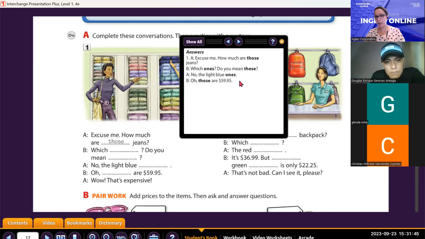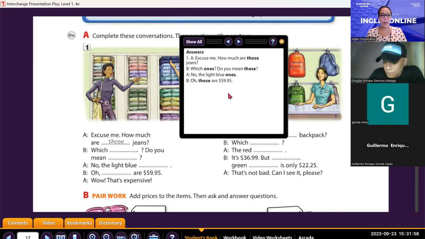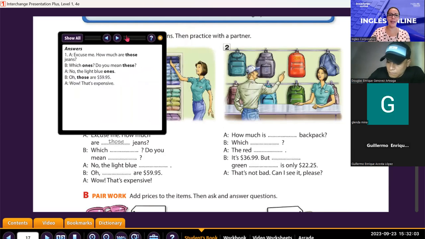They are, y el precio. All those are $59.95. That's okay. Si pusieron they, está correcto también. Pero la opción que ven aquí es those. But that's okay. Wow, that's expensive. And then that conversation is done.